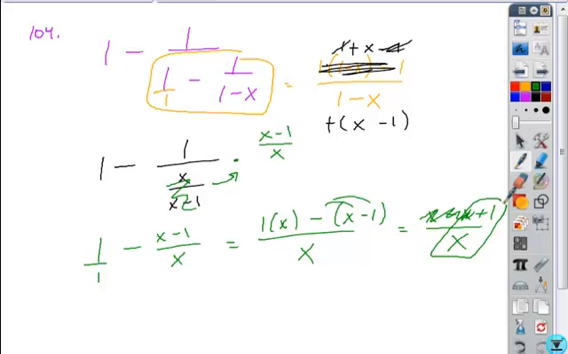And now, if it asks you for domain restrictions, you see that x can't be 0, but that's shown in your simplified form. But when you come back into this original form, you see that 1 minus x would not have been able to equal 0 either. And so if you add x to both sides, your additional domain restriction is that x cannot equal 1.